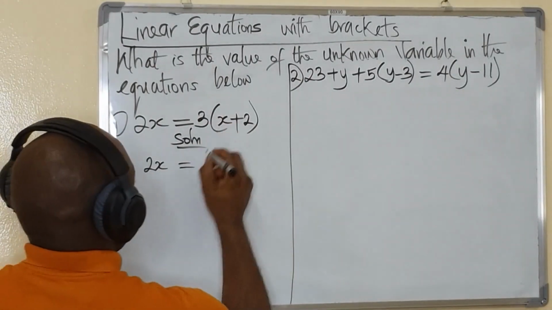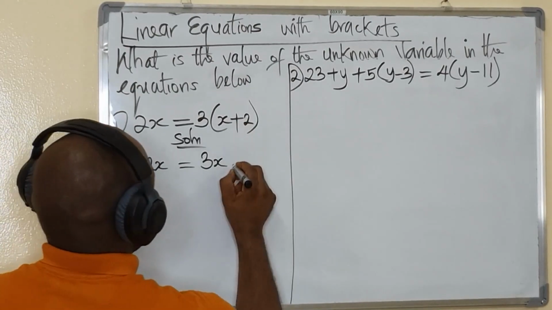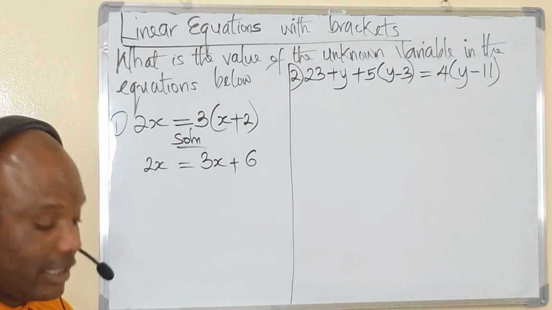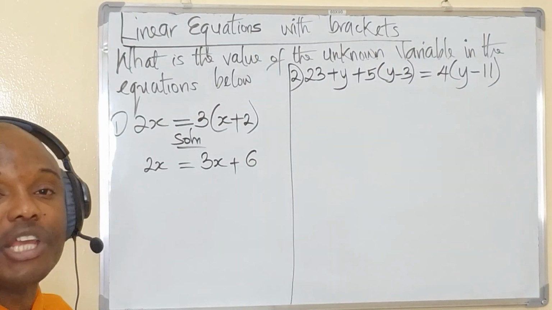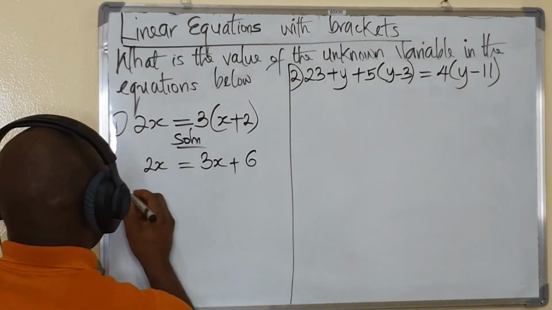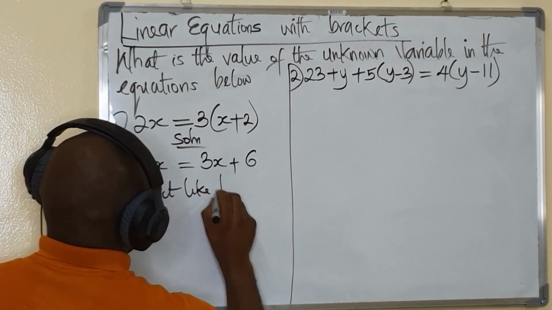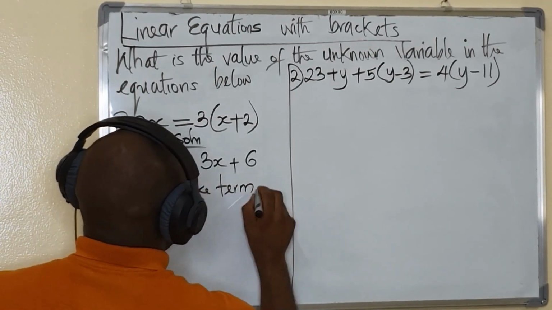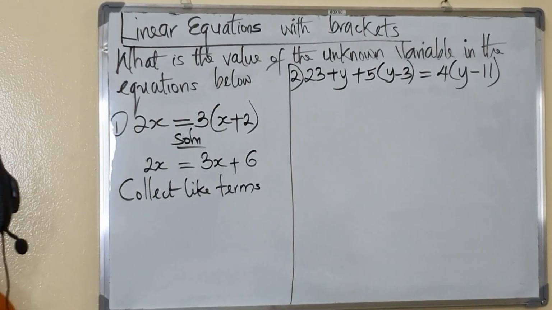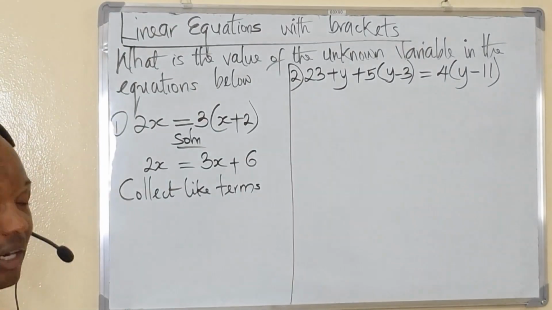So first I multiply 3 and x together. That gives me 3x. Plus 3 multiplied by 2 gives me a 6. Now it is fully set as a normal linear equation without any bracket. No disturbances. So at this level, we can go ahead and collect like terms. To collect like terms simply involves allowing the terms with variables to go on one side while the constants stay on another side.